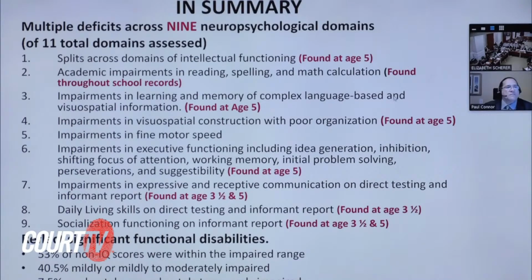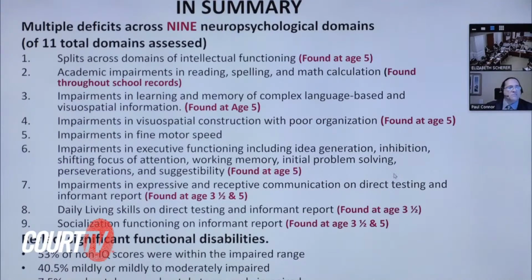Impairments in learning and memory of complex language and visual spatial information. Memory impairments were found on testing when he was 5 years old. Visual spatial construction, poor organization, again on testing that was done when he was 5, he also demonstrated impairments there. Fine motor speed, his mother had indicated that at 3.5 years old, but there was no testing indicating it directly when he was younger. The executive functioning, so he was demonstrating impairments in idea generation, inhibition, quickly shifting the focus of attention, working memory, initial problem solving, perseverations, doing things over and over again even if they're not helping you, and suggestibility. There were impairments in executive functioning found when he was 5 years old.